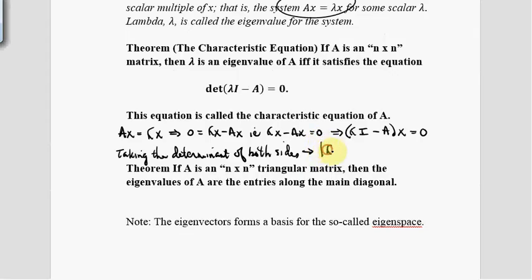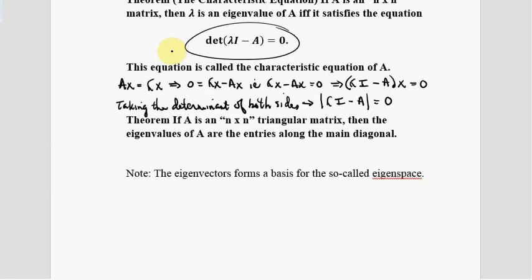which yields the determinant of lambda times identity minus A is equal to 0, and that's the characteristic equation. When you solve for this determinant, we get the eigenvalues. You take each eigenvalue and plug it back into this form, lambda I minus A, and we get the eigenvectors. You collect all the eigenvectors, and those vectors form a basis for what we call the eigenspace.